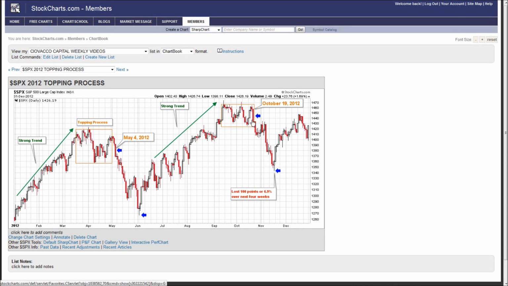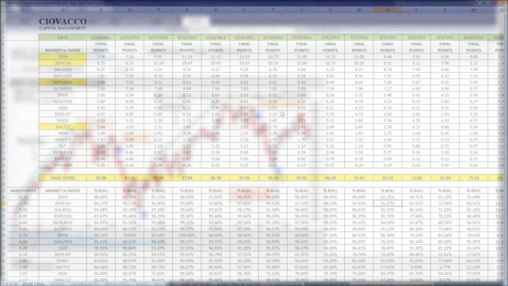From this point here after October 19th, the S&P 500 lost 100 points, or 6.9%, over the next month. So what we'll do now is compare May 4th, 2012, a very vulnerable market from a technical perspective, and October 19th, 2012, a vulnerable market from a technical perspective, to the close on Friday.